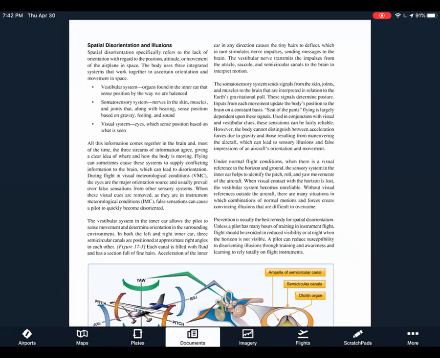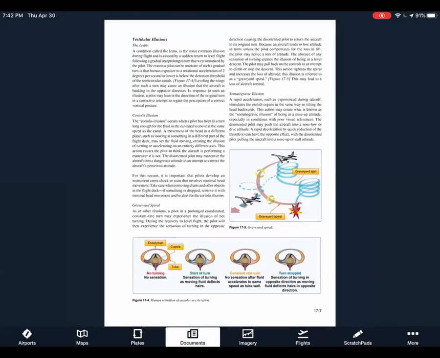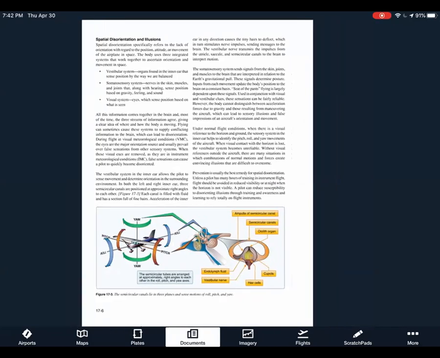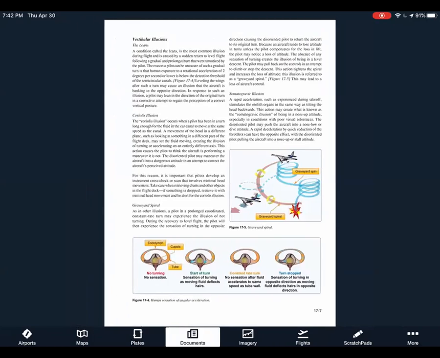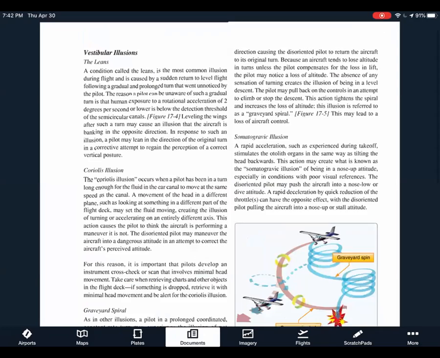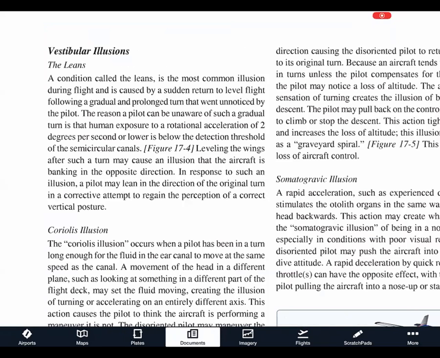Okay, so chapter 17, jumping over to page, actually it's going to start on 7, so we'll jump there. So I had made mention of the leans. What is the leans? Let's just read a little bit together.